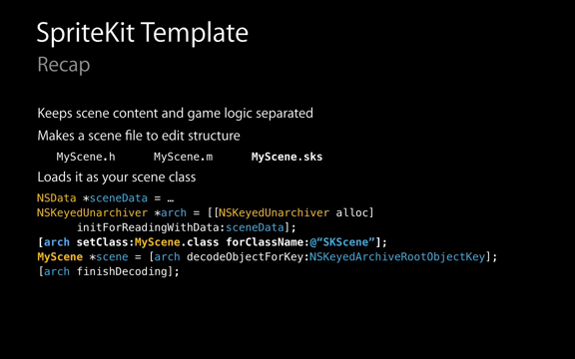Okay, let's recap. So you saw the SpriteKit template. What we're doing is we're taking a scene file, which in this case is MyScene.sks, and your basic code files, MyScene.h, MyScene.m, and we're separating out the logic from the assets. The key here is to use NSKeyedUnarchiver, which some of you might not be familiar with already. You insert the class replacement, in this case ARC setClass MyScene.class for class name SKScene. This replaces any reference to SKScene inside the scene file with your own class. And it's as simple as that.